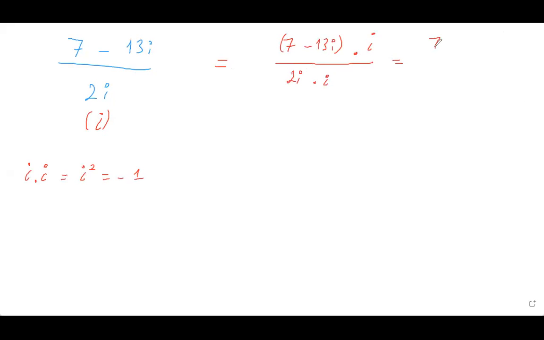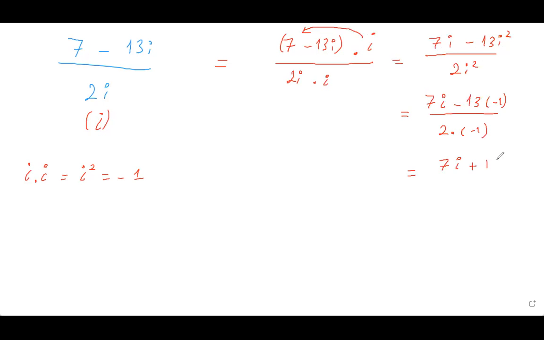So it will be 7i, just distributing here, minus 13i squared, divided by 2i squared. And i squared is negative 1, so I can put negative 1. So 2 times negative 1. So the final result will be 7i plus 13 divided by 2. I can express this as 7i over 2 plus 13 over 2.